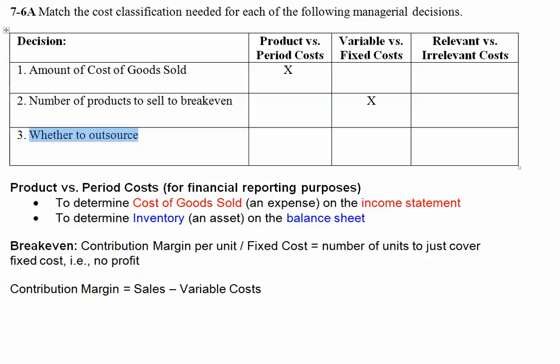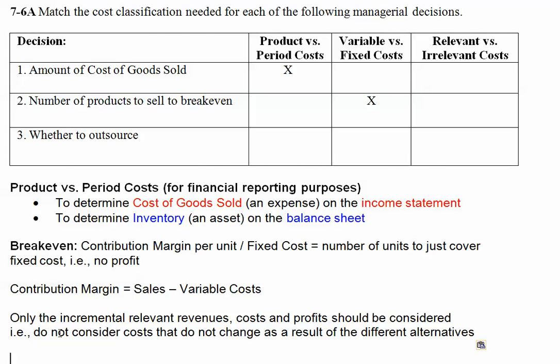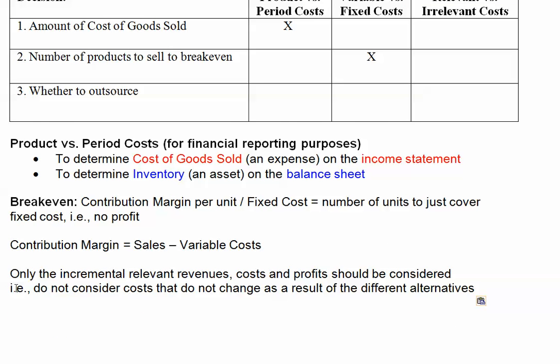Whether to outsource or to make the good or provide a service for ourselves requires us to look only at incremental costs or revenues, or profits that are relevant to the decision. So in other words, you want to look at only the things that will change as a result of the different alternatives.